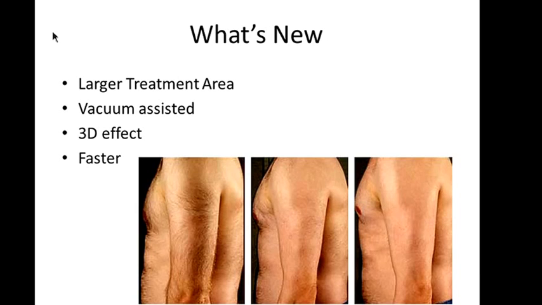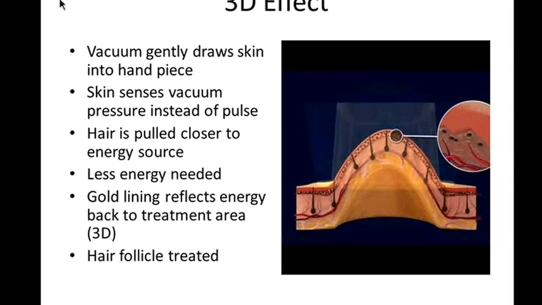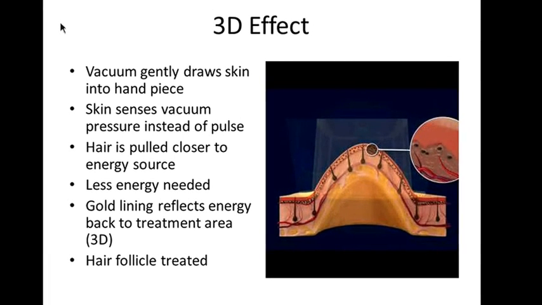So what's new? The larger head, which we showed you in the earliest slides, allows us for, once again, quicker treatment. An arm of this nature from the shoulder to the elbow would probably take approximately 5 to 6 minutes a side. There's a vacuum assisted, and we will have a little bit more of a closer view to discuss this. And once again, the speed is fantastic.